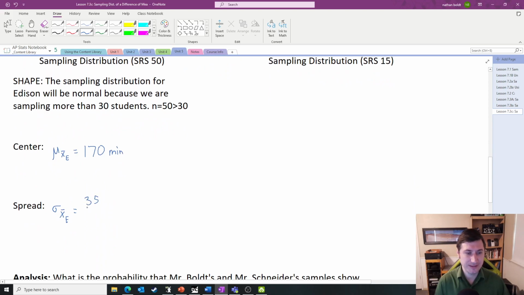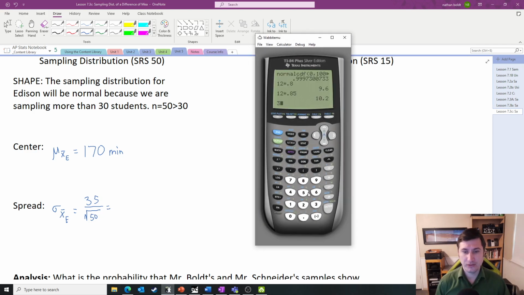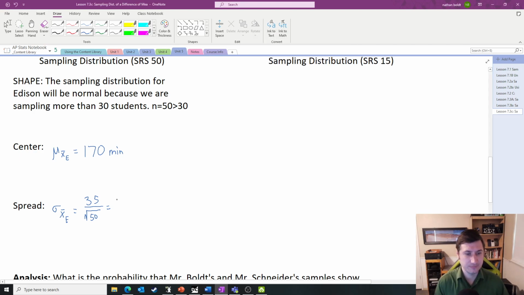35 is our population standard deviation divided by the square root of the sample size. Remember last time we saw larger samples mean a smaller standard deviation? And so we divide by the square root of 50. Do that on our calculator. 35 divided by the square root of 50 is 4.949.